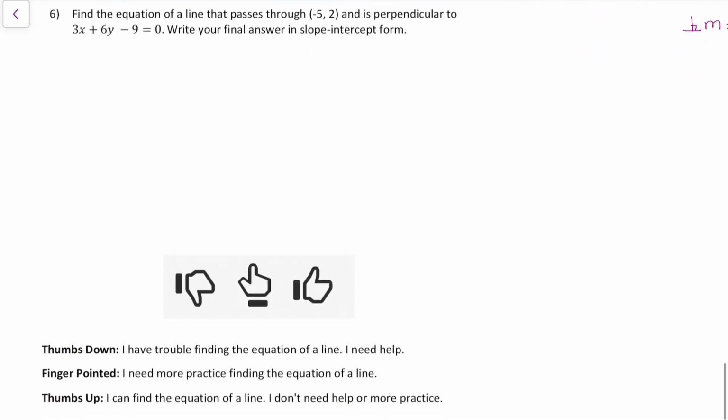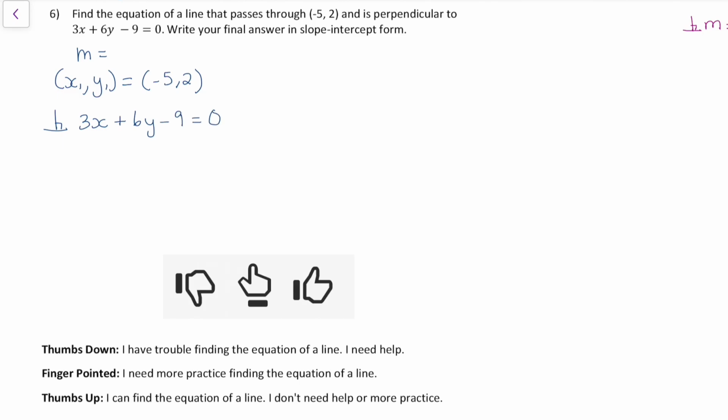So here's a similar question, but this time it's perpendicular to that line. So I want you to pause the video, try it out, and then start it up again when you're ready. Okay, so again, we're finding the equation of a line. So we know we're looking for these two bits of information. It tells us the point is -5, 2, and it's perpendicular to the equation 3x plus 6y minus 9 equals 0.